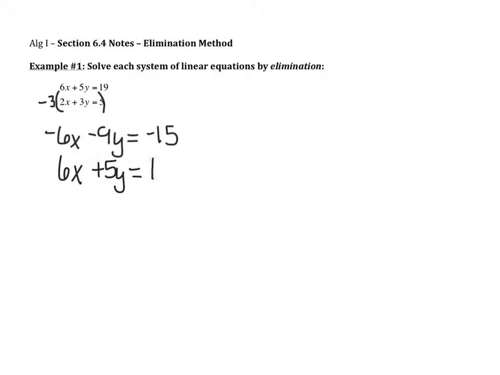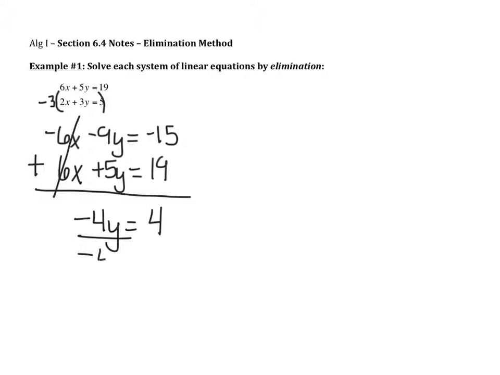And so now, if you notice, we have opposite coefficients with the x's, so I'm ready to add downwards. Once I have made opposite coefficients, I'm ready to add downwards. So the x's are going to eliminate. -9y plus 5y is -4y, and -15 plus 19 is 4. So with the x's canceled, leaving us with just the y's, y equals -1.